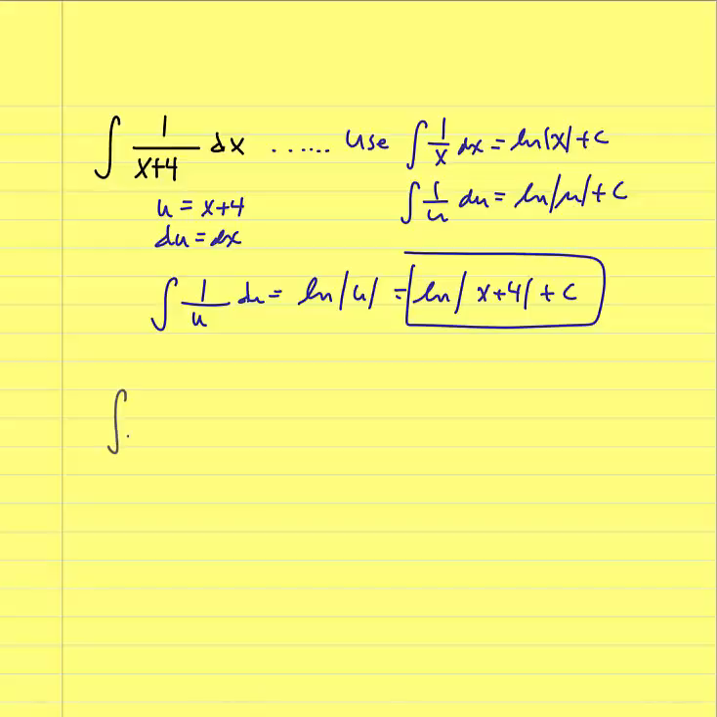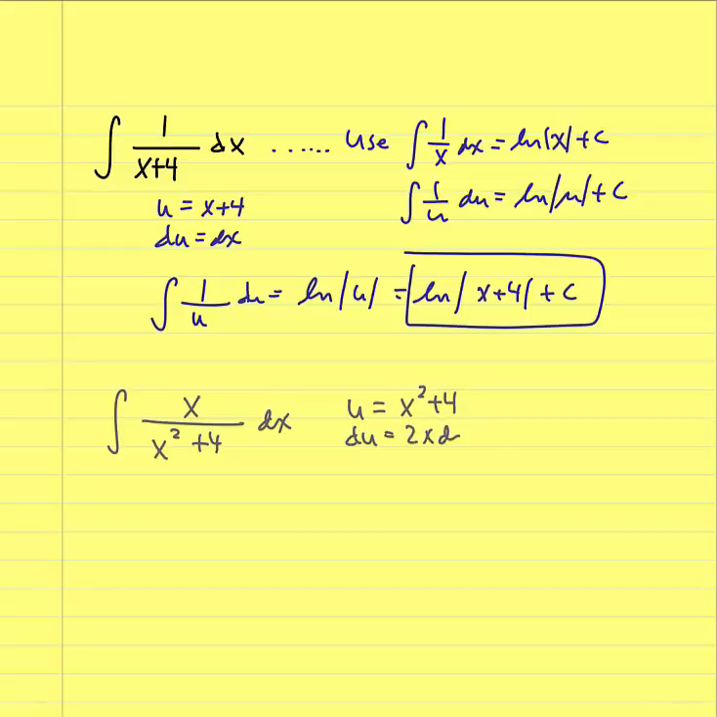Let's look at another example. Let's look at something like the integral of x over x squared plus 4 dx. So this looks like I could use a u substitution here. I can't split the denominator up. I could split up the numerator, but it's only a single term. So u is equal to x squared plus 4.